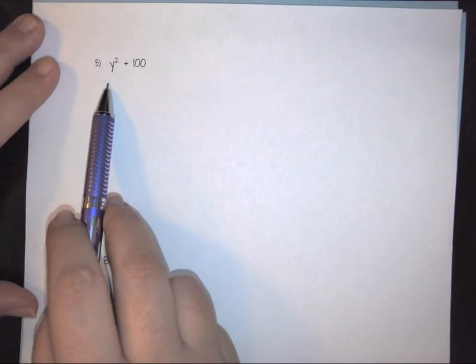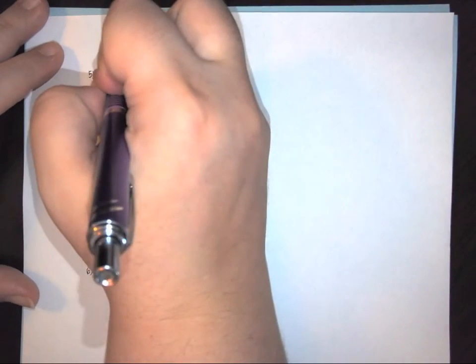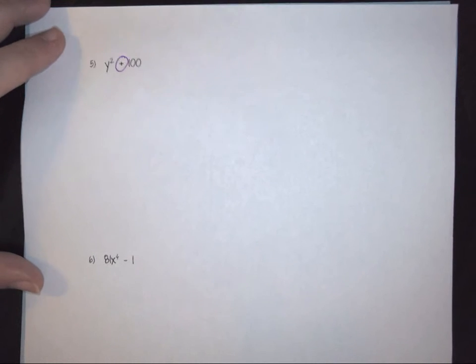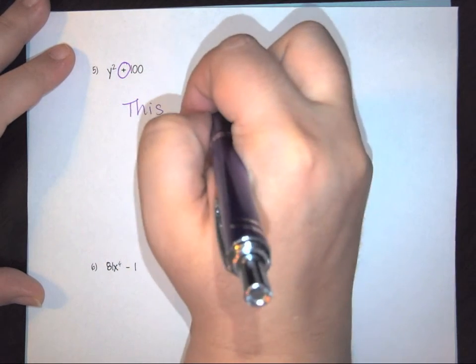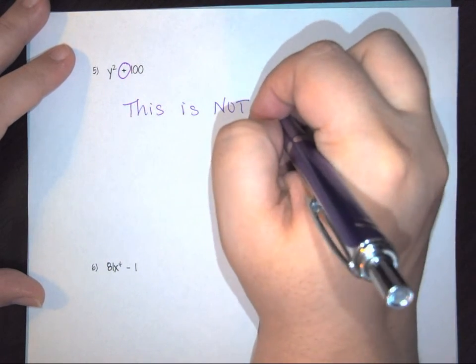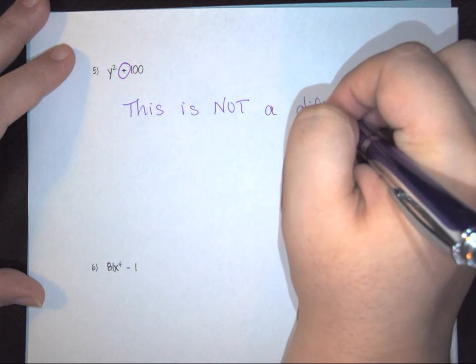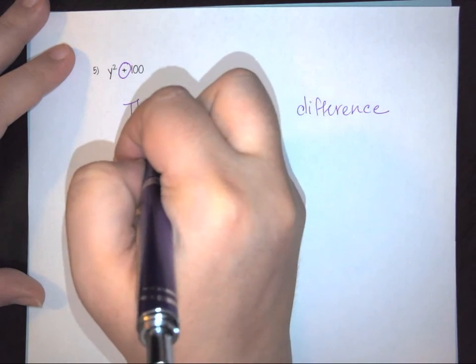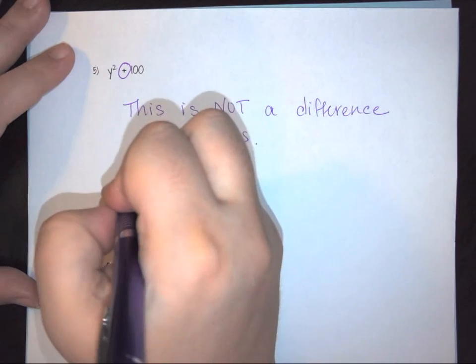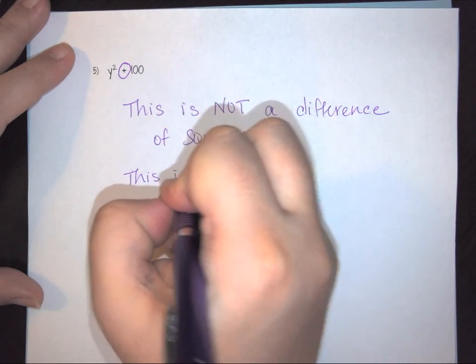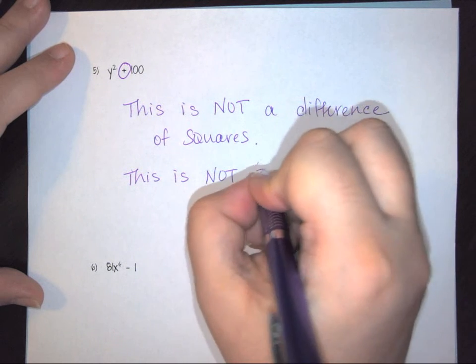Okay. Now for grins, let's just simply do a couple more. Notice here I have y squared plus 100. Pay very close attention. My sign or my operation here is addition. This is not a difference of squares. This is not factorable.